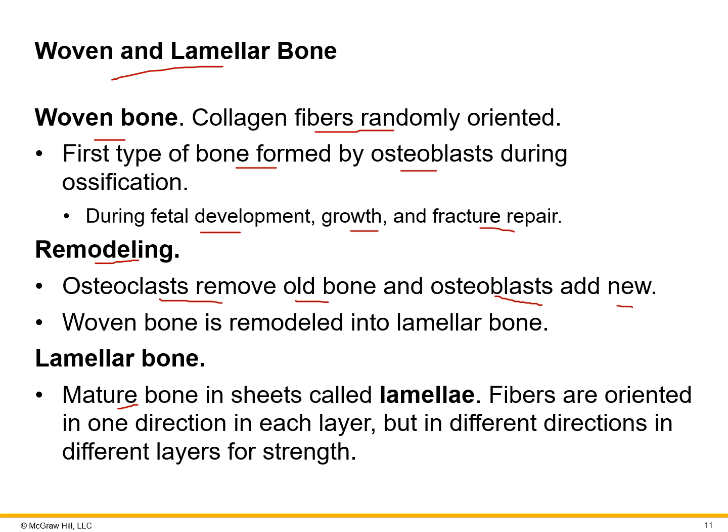That mature bone, the lamellar bone, is made from sheets of lamellae, hence the name. And these are fibers that are oriented just in one direction. So instead of being randomly all over like the woven, these are all going in one direction in each layer, but different directions in different layers. On one layer, we may be going in this direction, but in the layer above it, they would be going maybe in the opposite direction.